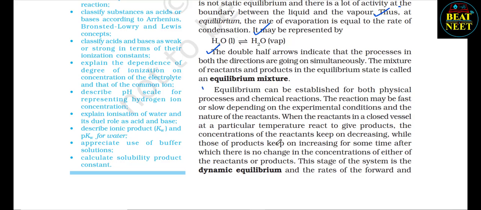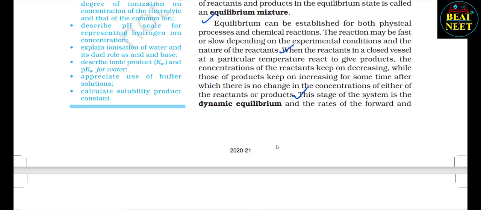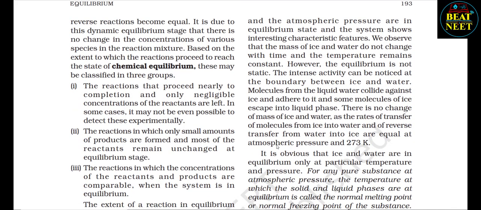Equilibrium can be established for both physical processes and chemical reactions. The reaction may be fast or slow depending on the experimental conditions and the nature of reactants. When the reactants in a closed vessel at a particular temperature react to give products, the concentration of the reactants keeps on decreasing while those of products keep on increasing for some time, after which there is no change in the concentration of either the reactants or products. This stage of the system is the dynamic equilibrium and the rates of the forward and reverse reactions become equal.